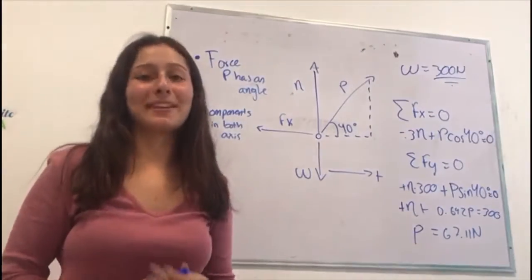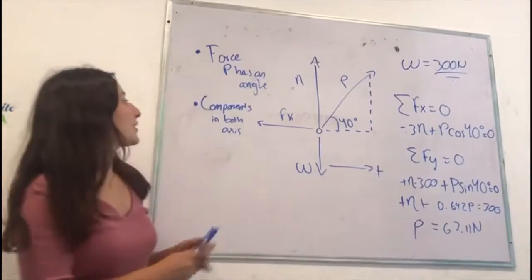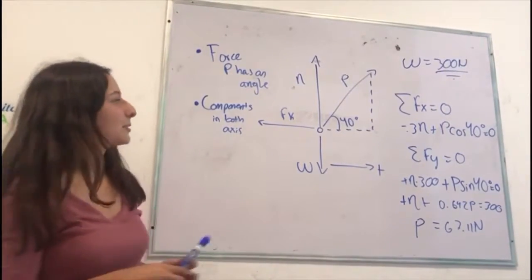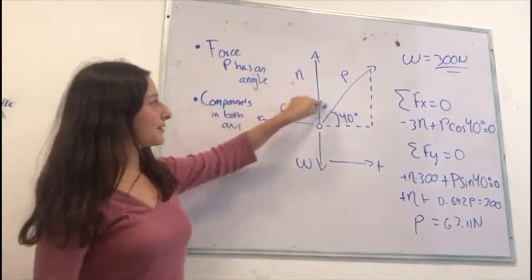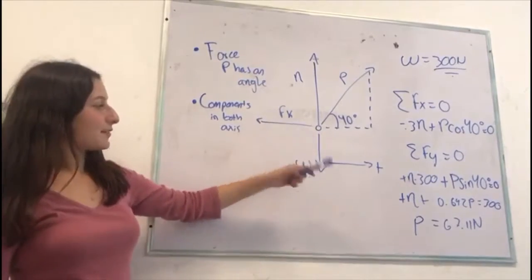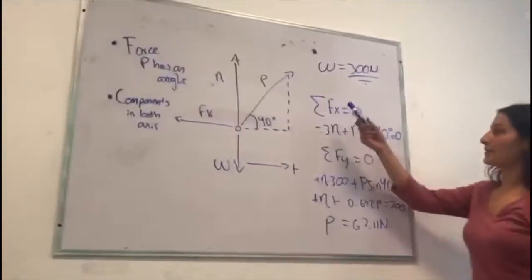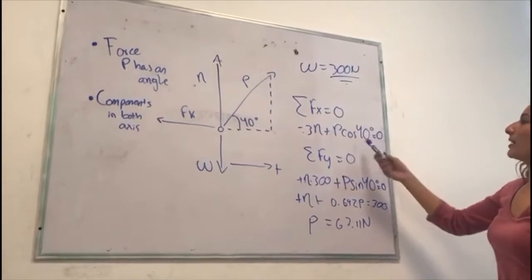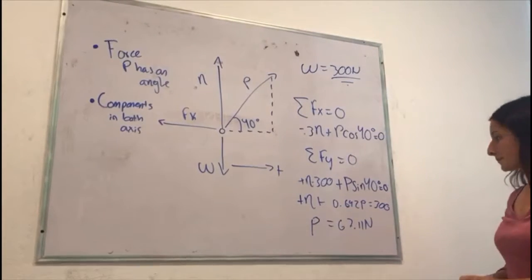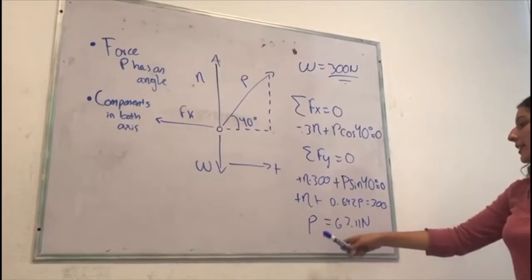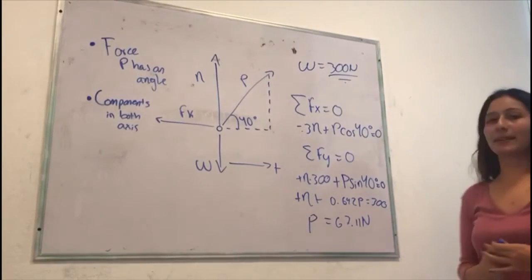In case the problem gives us an angle, the force P will also have an angle. So the components in both axes will be represented in the free body diagram. Here we have the normal, the force P, the angle, the force of friction, and the weight. So here we can say that the sum of forces in X will be represented also with the cosine of the angle, in this case 40 degrees. And then we clear to get the force P. In this case it will be 67.11 newtons.